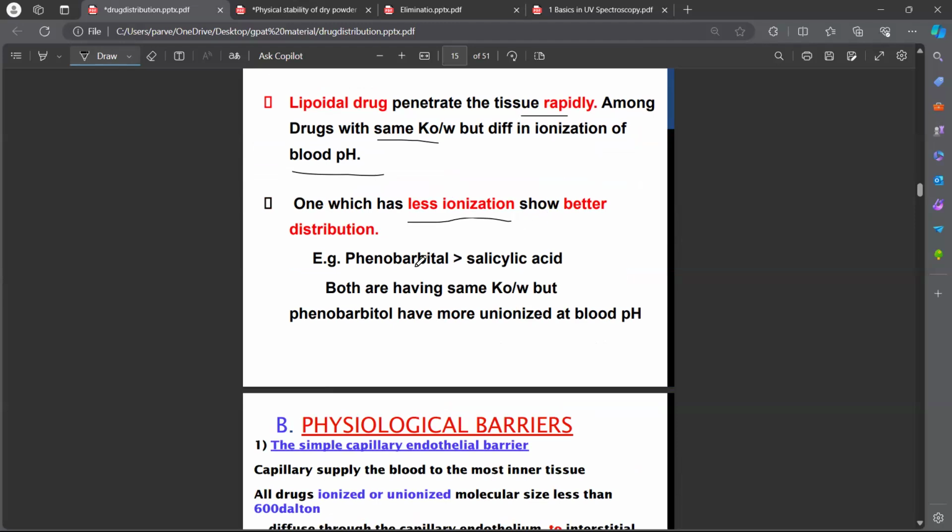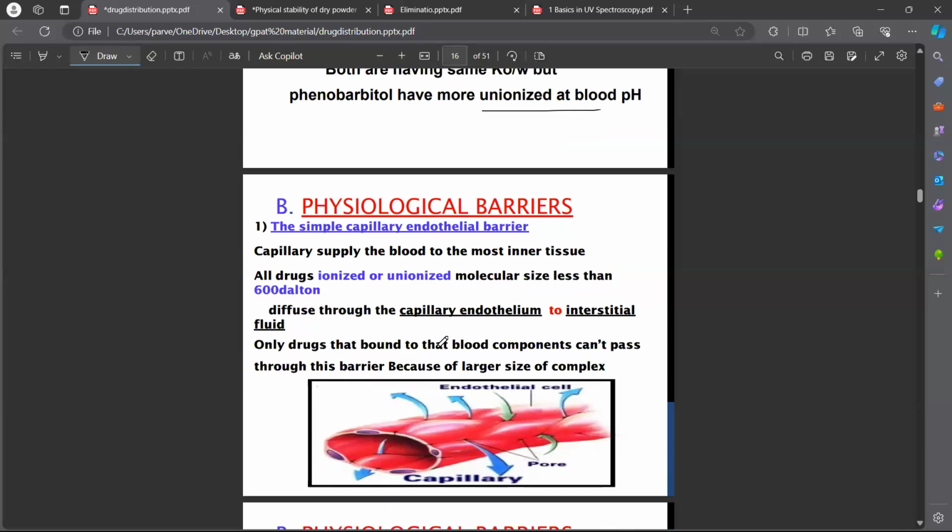An example is phenobarbital and salicylic acid. Both have the same log P value, but phenobarbital is more unionized at the blood pH. That's why it has more permeability.